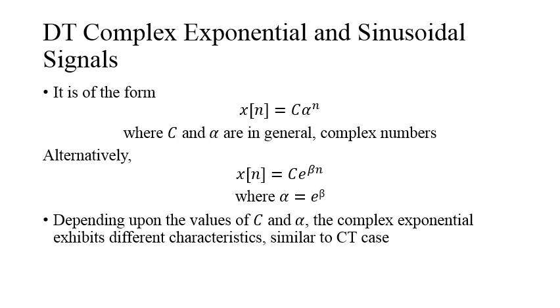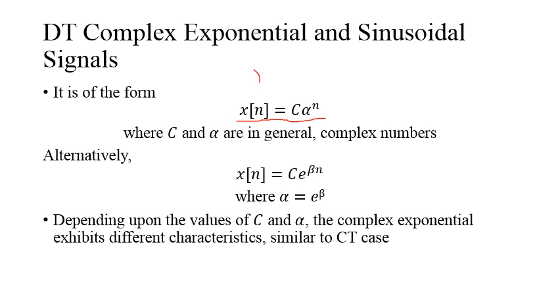So again, the generalized form for the complex exponential signal is x of n. You understand, n emphasizes that we are dealing with a discrete time signal. To denote a discrete time signal we use the square brackets, right? And to denote a continuous time signal we use the parentheses, right?